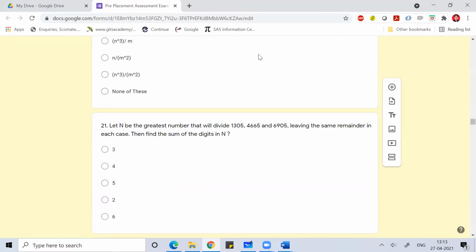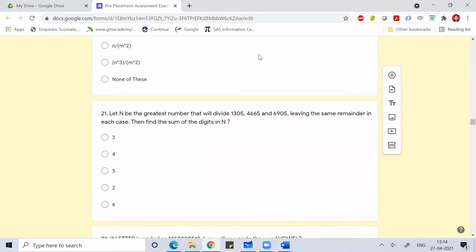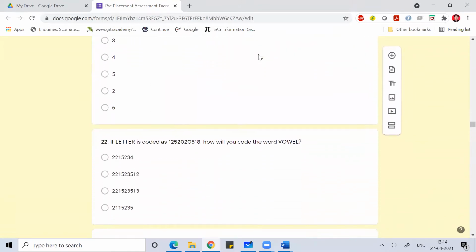So whenever we are solving this kind of problem, where we want the same remainder in each case, the best way to solve it is to find the HCF of the differences of the numbers. I'm not going into details of the logic of how that is formed.